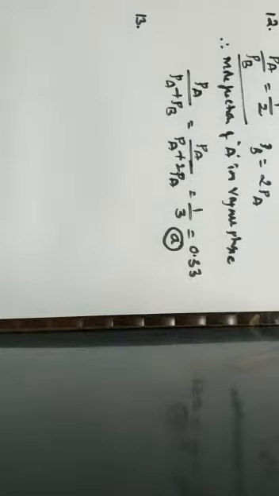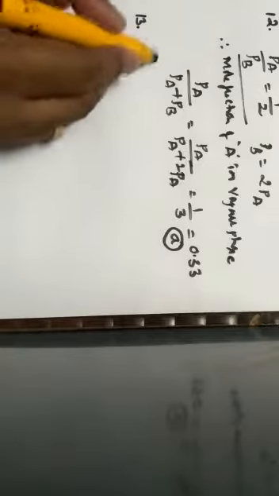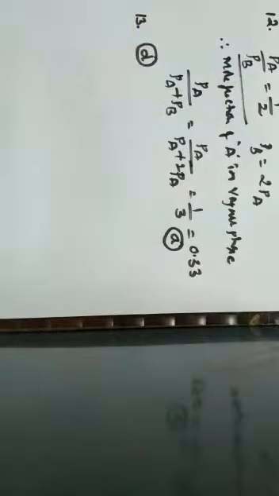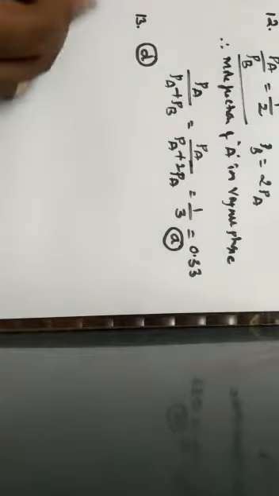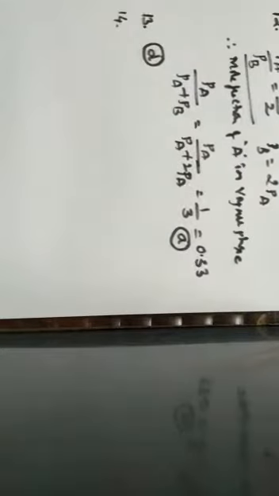Which of the following is not a colligative property? Elevation in boiling point, it is a colligative property. Depression in freezing point, yes, depression in freezing point is also a colligative property. Osmotic pressure is also a colligative property. The D option is given as lowering of vapor pressure. Lowering of vapor pressure is not a colligative property, whereas relative lowering of vapor pressure is a colligative property. Next one, question number 14.